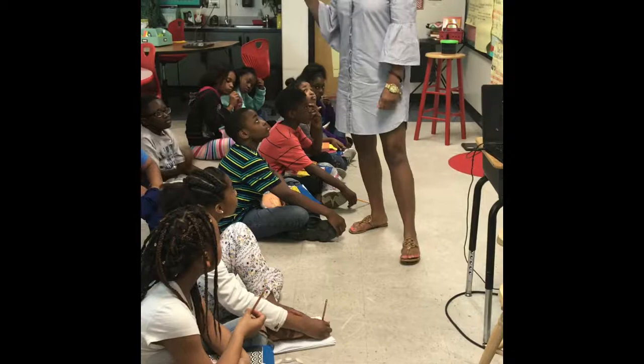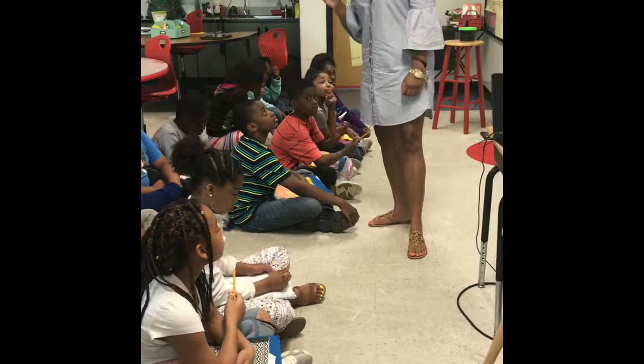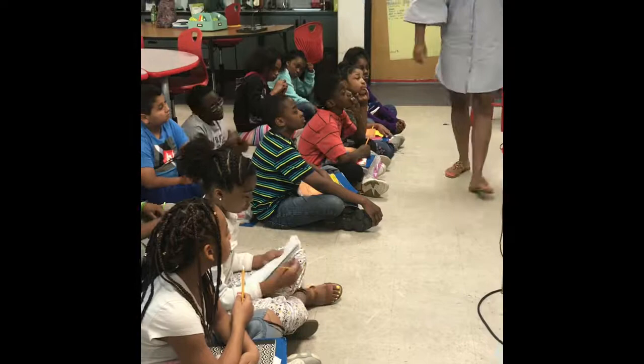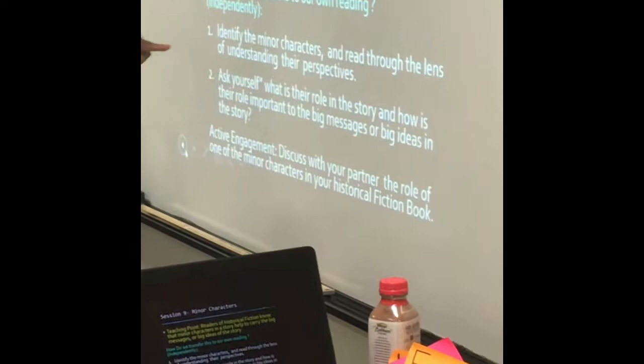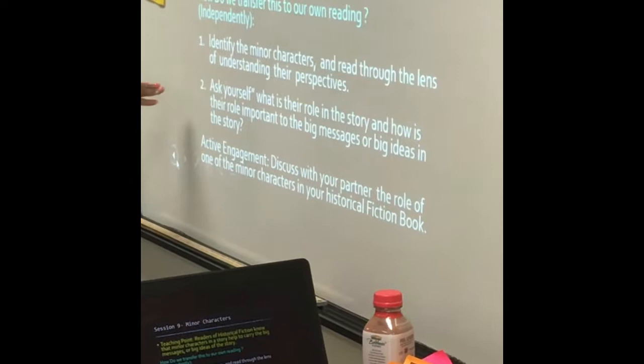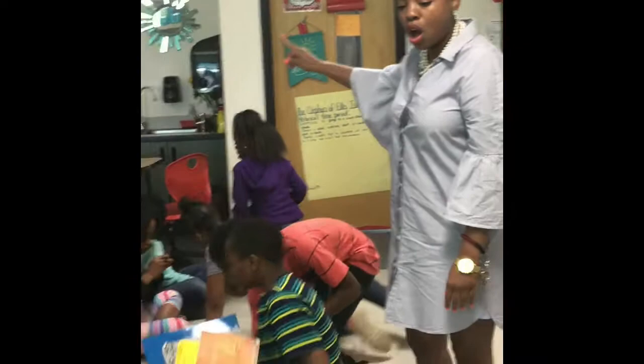So readers, when you go off to your seats today, I want you to remember that when we read historical fiction or any kind of fiction, we don't only want to pay attention to the main characters. We want to pay attention to the minor characters and their roles and how they contribute to the themes of the story, okay? And remember, to be able to do that, we're going to identify the minor characters and read through the lens of understanding their perspectives. Okay? Ask yourself, what is their role in the story, and how is their role important to the big messages or the big ideas in the story? Okay? So, you think you're ready to do this work? Yes. All right, so table one, go off and get started with this work, please. And make sure you use all of your charts in the room to help you. Use your charts in your book club folder.